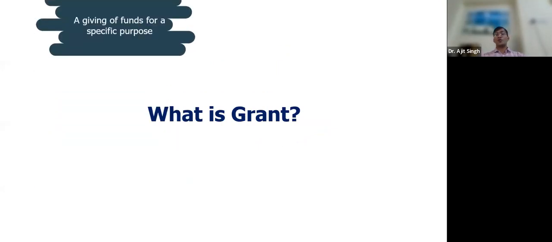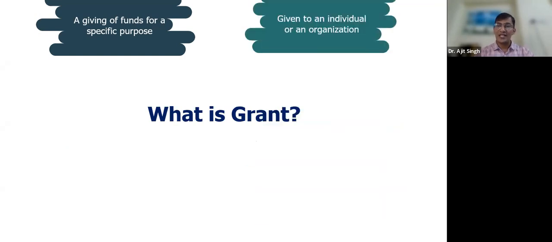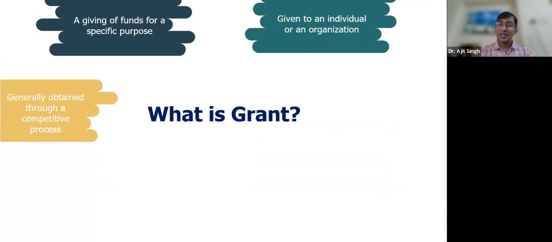So first of all, what is a grant? Grant is nothing but a type of funds or amount for a specific purpose. Grants are the funds for a specific purpose which are given to any individual or an organization to perform research or to perform particular activities.